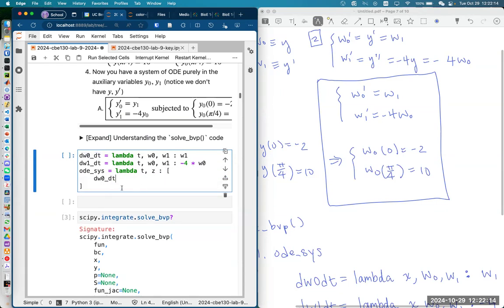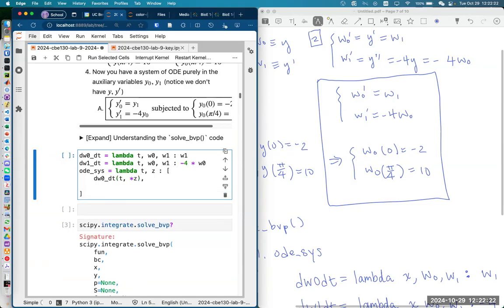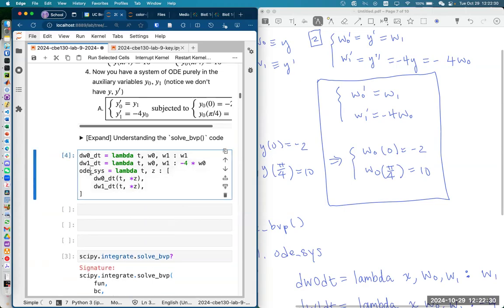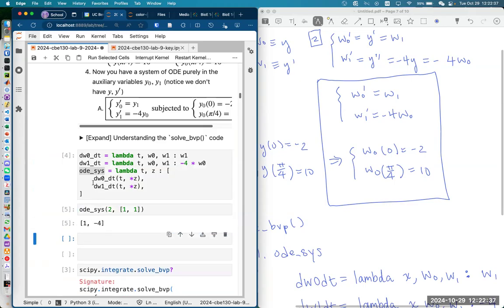the first one we have dw0 dt evaluated at t, and then all the parameters of C. And then similarly, we have dw1 dt evaluated at t and all C. To verify that it works, we can input some arbitrary numbers, so maybe 2, 1, 1, and it should give us a list of 2 numbers. So this shows that this whole thing works.